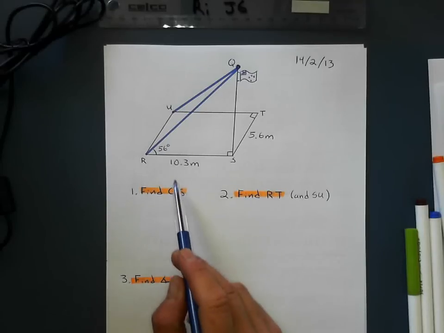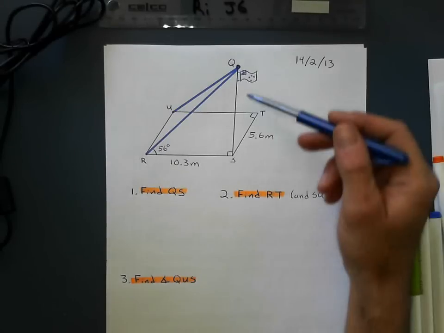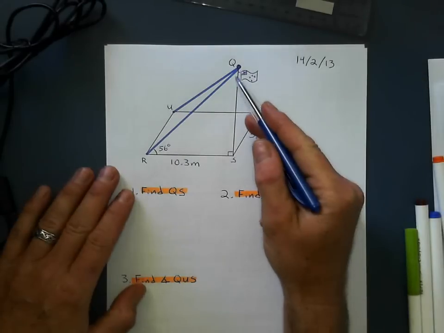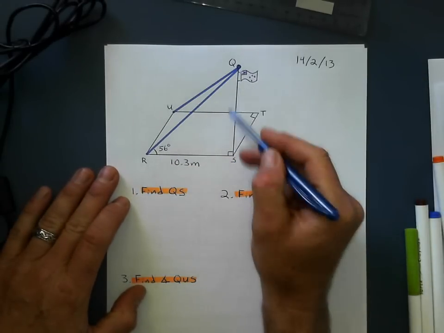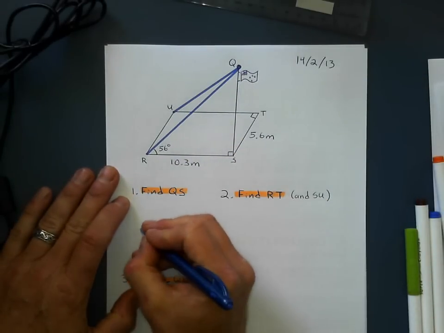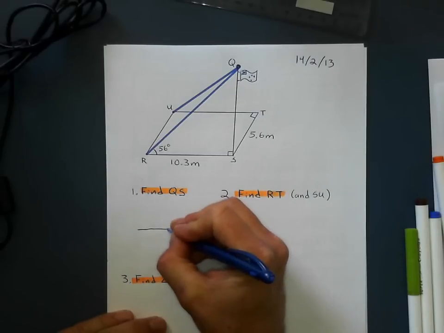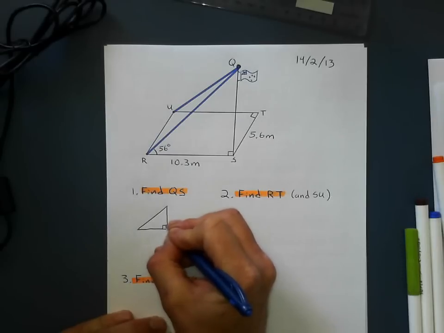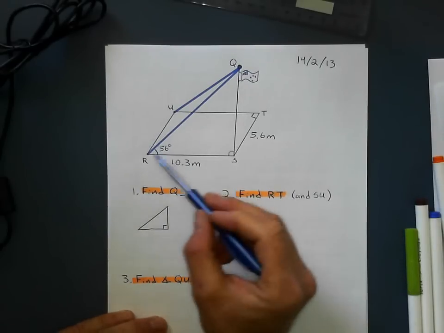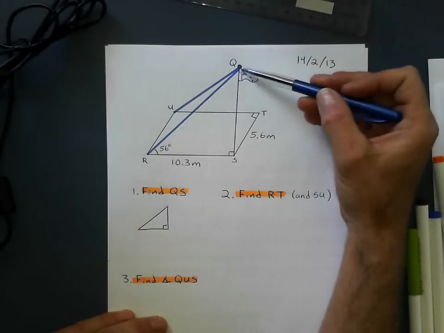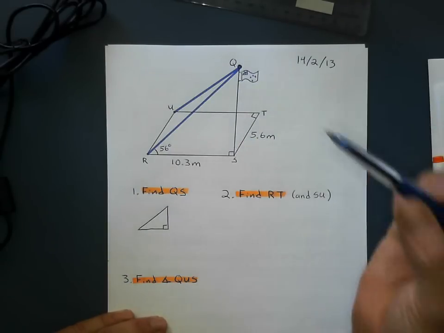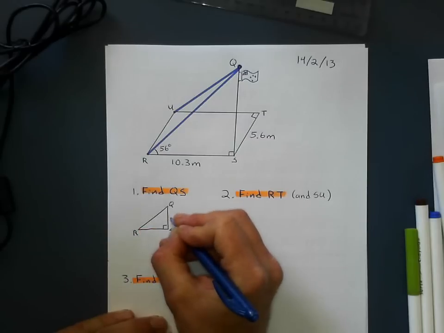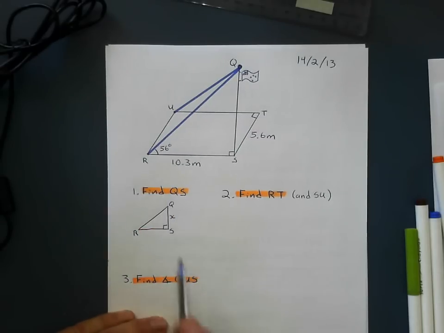So, find QS means find the length of QS, which in this case is the flagpole. And what we want to do is turn it into a right angled triangle problem. And I think it helps if you redraw the right triangle from the diagram. QS is what you're trying to figure out. So if you want to label that X, you can.